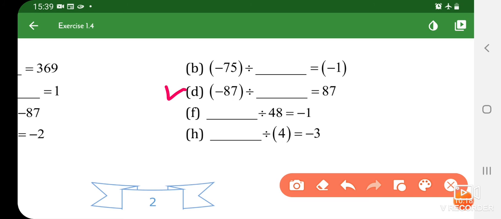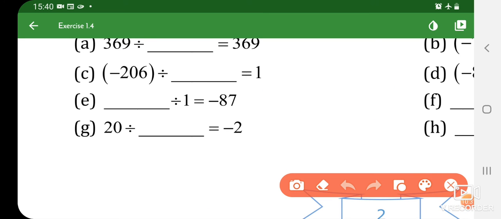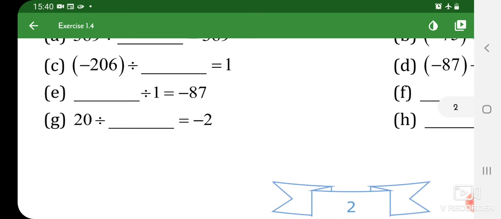So here is minus 87 and here is also 87. The sign is changed. So when we divide by minus 1, we get the answer 87, because minus 87 divided by minus 1, minus and minus cancel, and the answer is 87. So divided by 1, the answer is 87. When here it is minus 87, when we divide minus 87 by 1, the answer is minus 87. Okay, same answer.